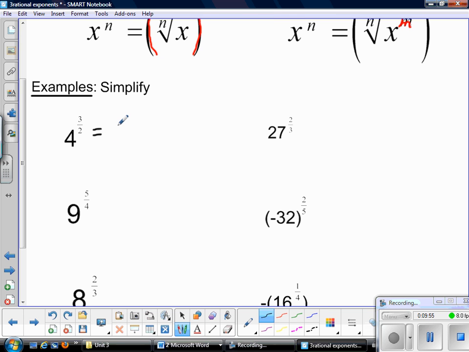First of all, I'm going to write it in my root. And to be honest with you, I find this way works usually most of the time. So I'm going to take the square root of 4 and then I'm going to cube it.